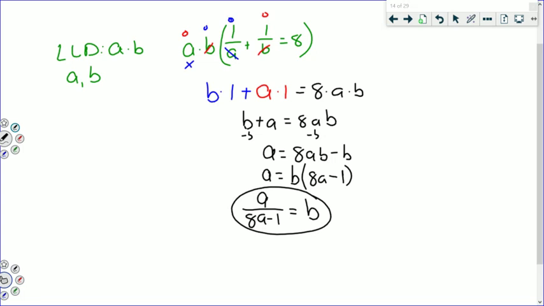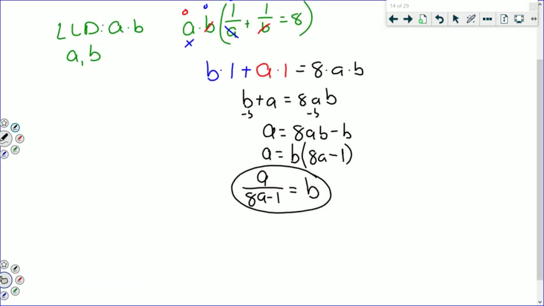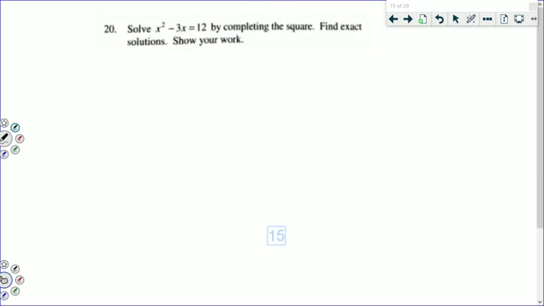Another way we can do this, you know what, let's just leave it at this. We'll call it good. All right? So, on to the next problem.